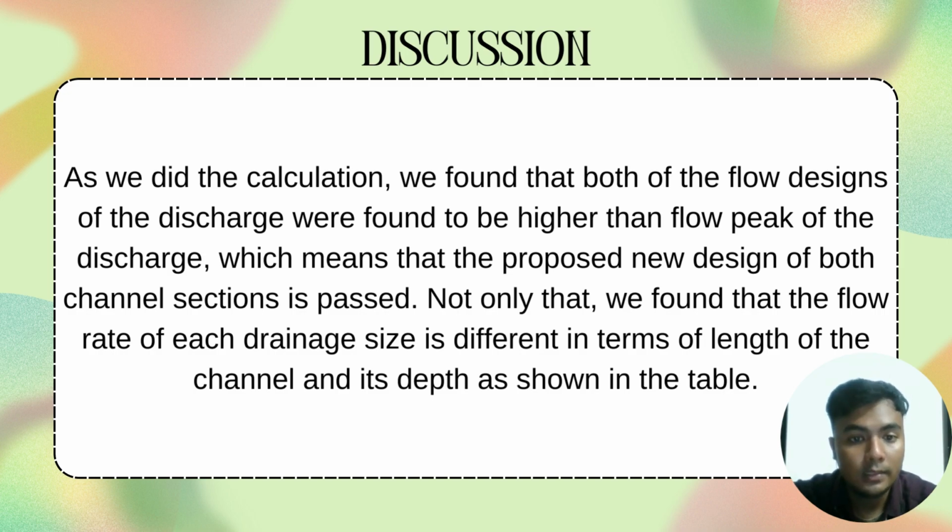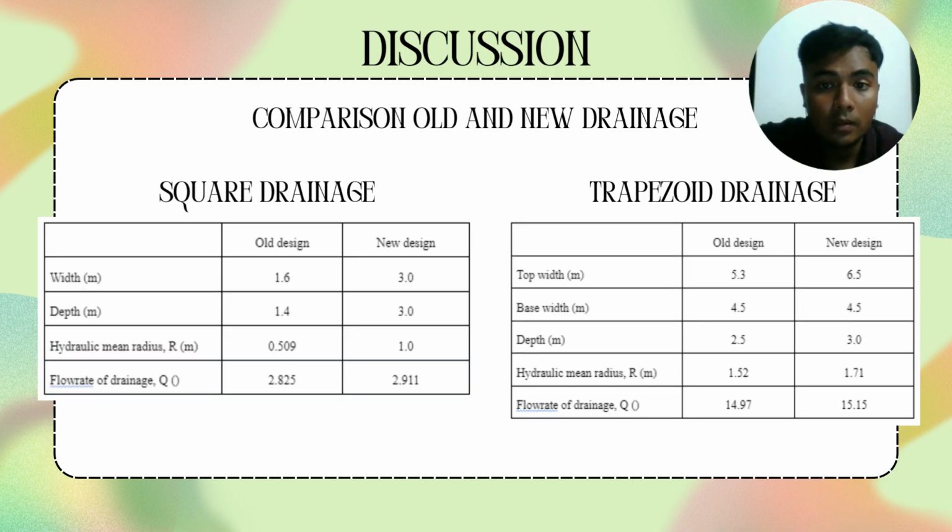For discussion, as we did the calculation, we found that both of the flow designs of the drainage were higher than the peak flow of the discharge, which means that the proposed new design of both channel sections is passed. Not only that, we found that the flow rate of each drainage size is different in terms of the length of the channel and its depth, as shown in the table. This is the table of comparison of old and new drainage. As you can see, both of the drainages have increased in size.